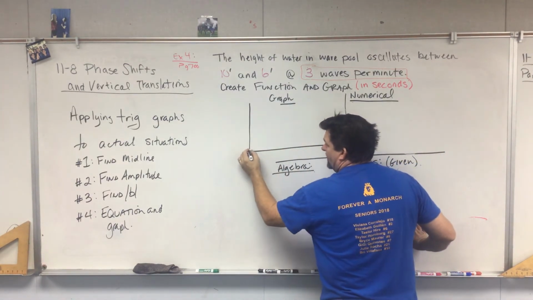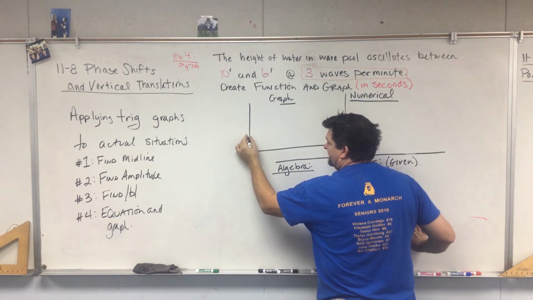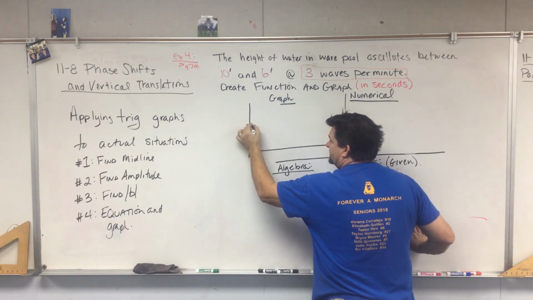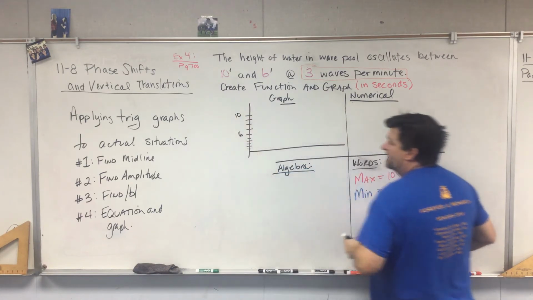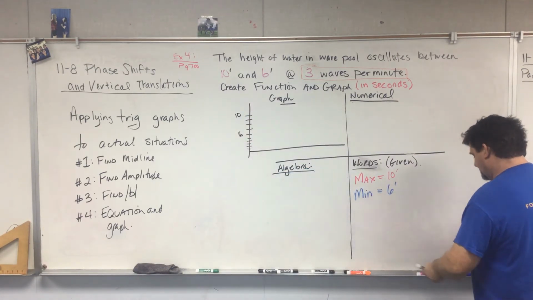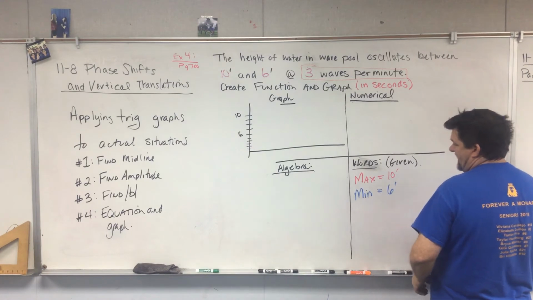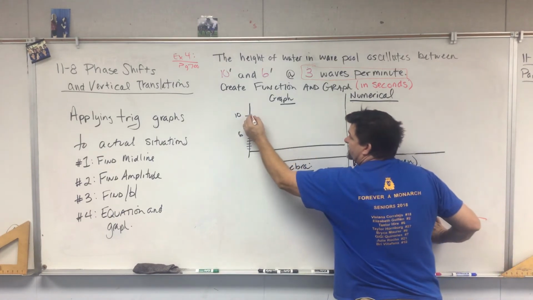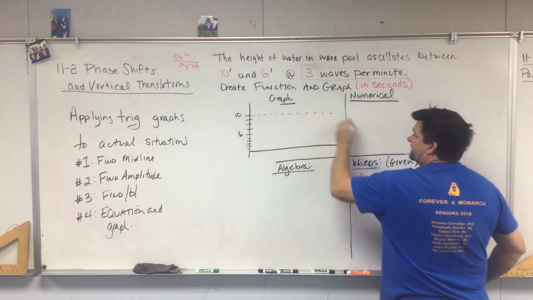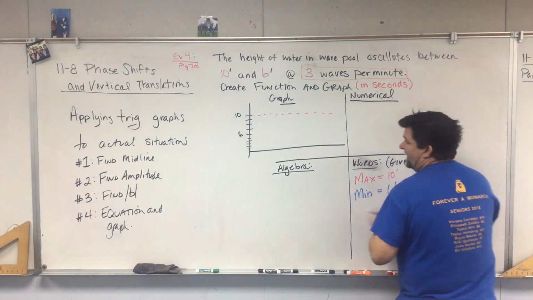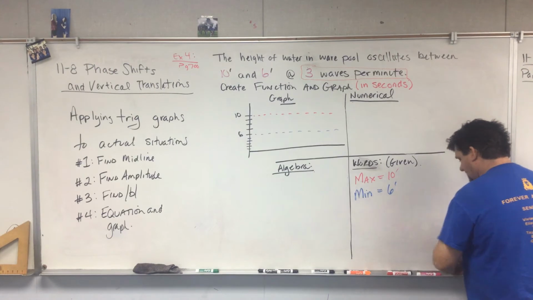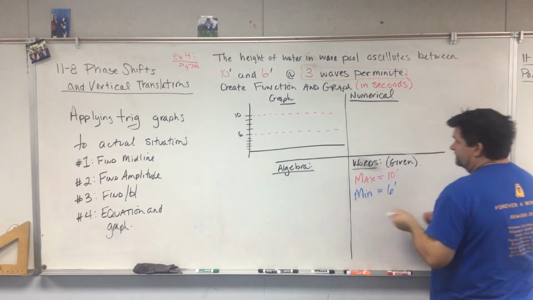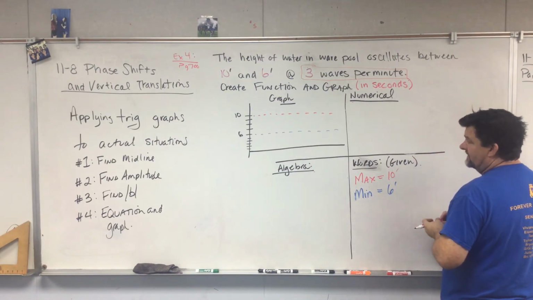So I'm going to go 1, 2, 3, 4, 5, 6. 1, 2, 3, 4, and that's 10. All right, so I've got 10 feet and 6 feet. And so then I have my maximum line. I have my minimum line. Okay. So what's my midline?